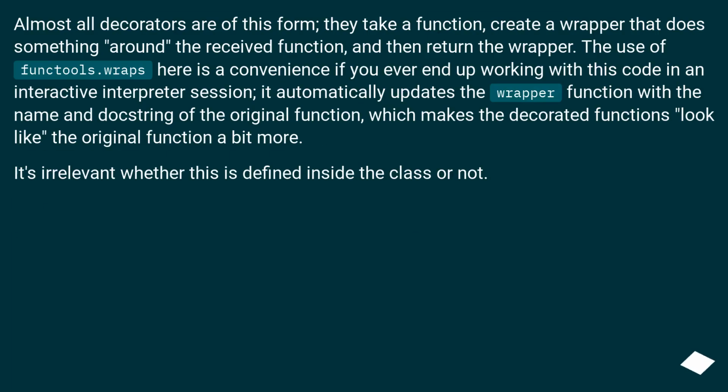Almost all decorators are of this form. They take a function, create a wrapper that does something around the received function, and then return the wrapper. The use of functools.wraps here is a convenience if you ever end up working with this code in an interactive interpreter session. It automatically updates the wrapper function with the name and docstring of the original function, which makes the decorated functions look like the original function a bit more. It's irrelevant whether this is defined inside the class or not.